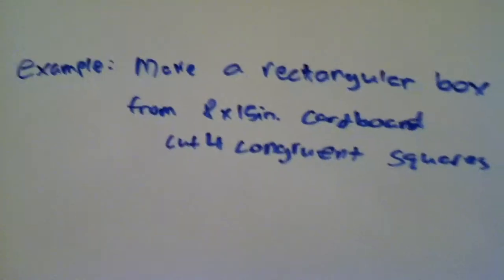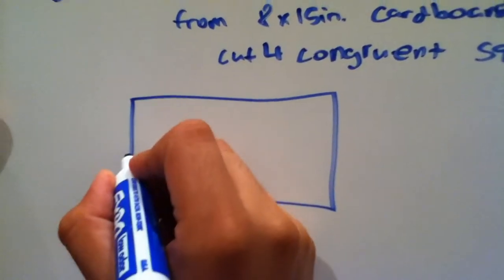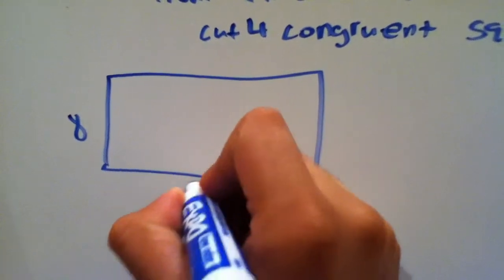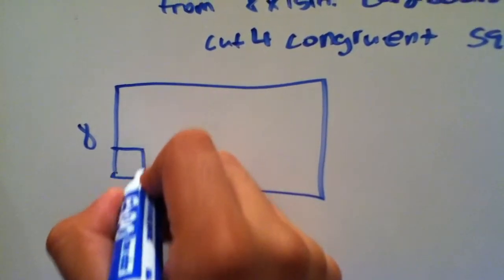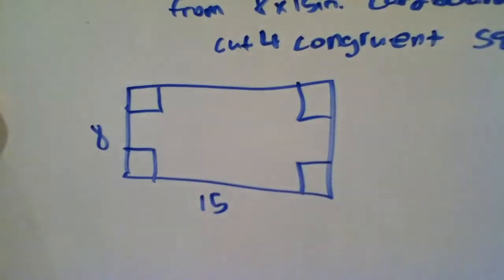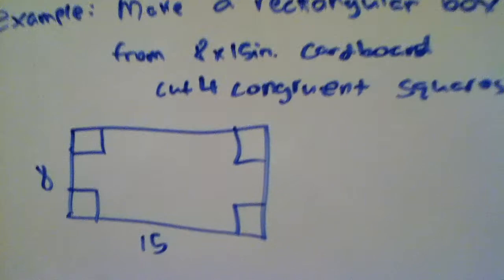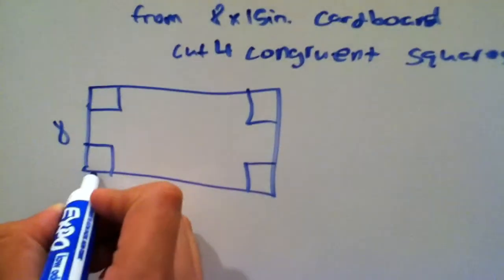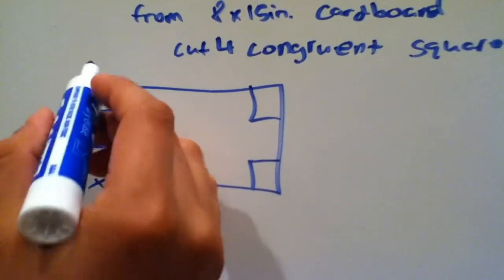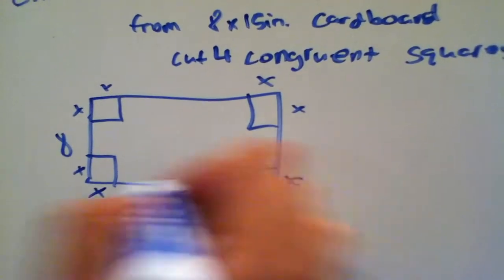So let's start solving this. First let's model it, and let's draw a quick diagram that will help explain what exactly is going on. This is an 8 by 15 piece of cardboard, and you have to cut 4 equally sized squares from each side. When you're going about this, you want to think about it more algebraically, and you can say that each square has a side length of x. So all of these squares are x by x squares.